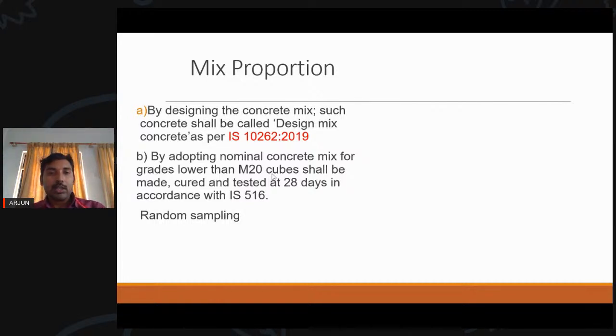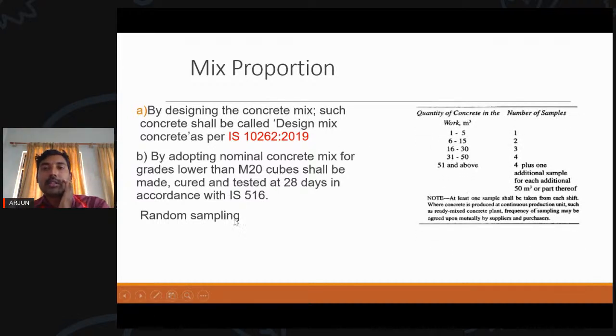In such a situation, M20 cubes shall be made, which have to be tested at the age of 28 days, by doing some random sampling. Generally the sampling depends upon the quantity of concrete poured. If the quantity of the concrete work in cubic meter is between 1 to 5, the number of samples required is 1. If between 6 to 15, the number of samples required is 2. If between 16 to 30, it will be 3. If 31 to 50, 4. And for greater than 50, it is 4 plus 1 for each additional 50 cubic meter. So that's what IS 456 specifies.